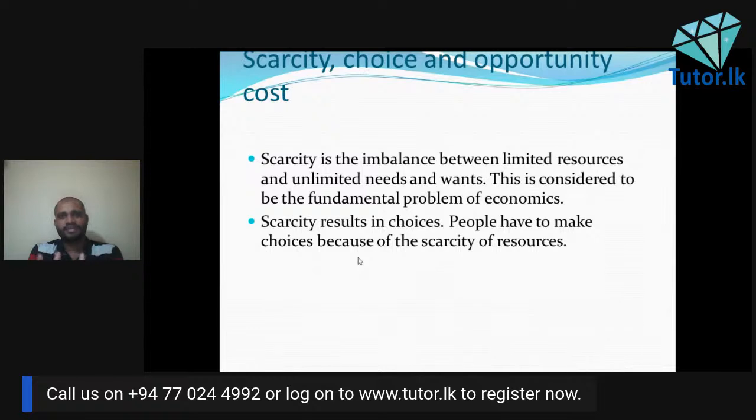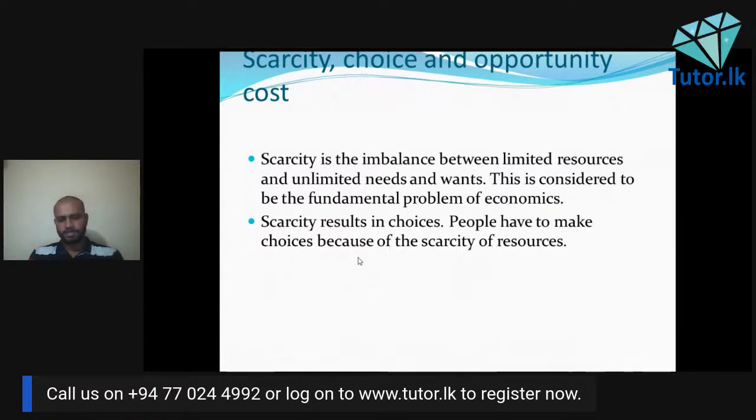Scarcity means there is a shortage. Since the resources are limited and the companies have unlimited wants, there is always scarcity. Always there is a shortage or a scarcity. So this is considered to be the main fundamental problem of economics. It can be for an individual, it can be for a business, it can be for a government. So the main fundamental economic problem is scarcity. Scarcity is arising due to the limited resources and unlimited wants.